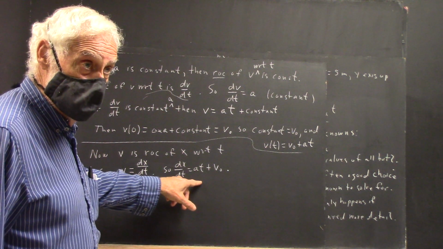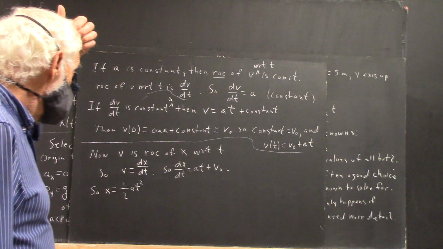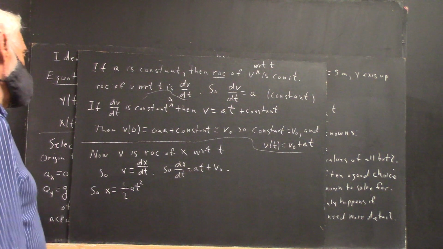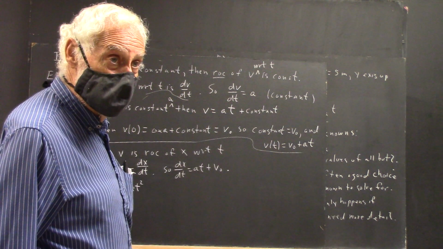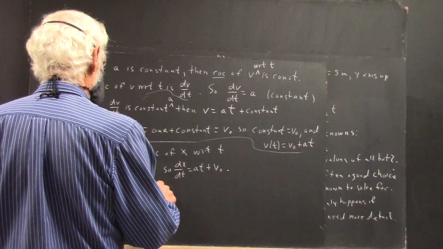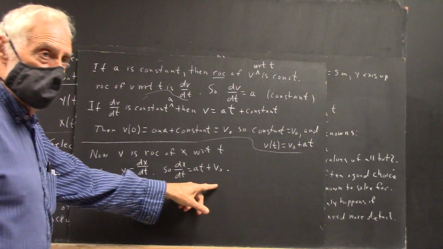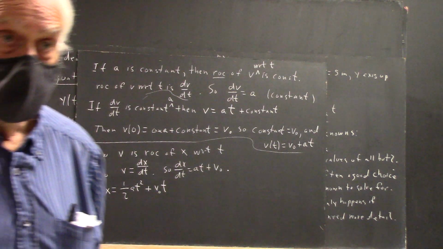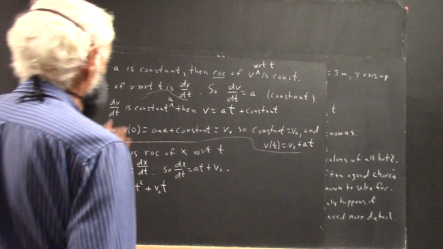Okay, well that gives you the AT. But what about V naught? Well, what's your power of t here? It's the 0 power, right? Well, you can figure that out. It's obvious that V naught t has a derivative that's equal to V naught. So we added that.